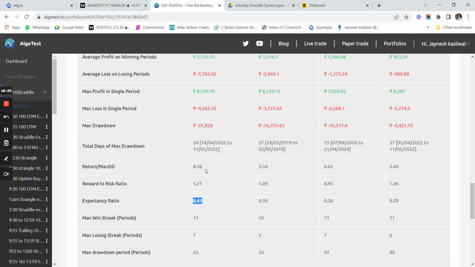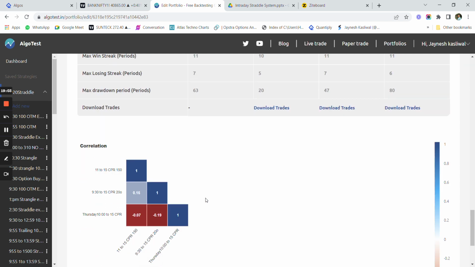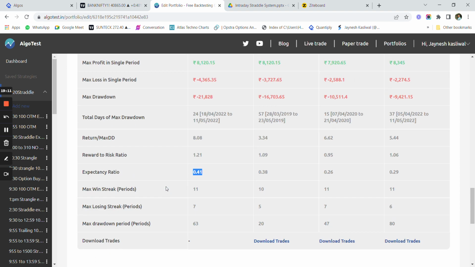Expectancy can be improved if we add like TSL maybe, or if we change the premium percentages or premium values, right? So expectancy around 0.5 would be great, and we can see that the correlation matrix is good, where these are two negatively correlated and it has a very less positive correlation.